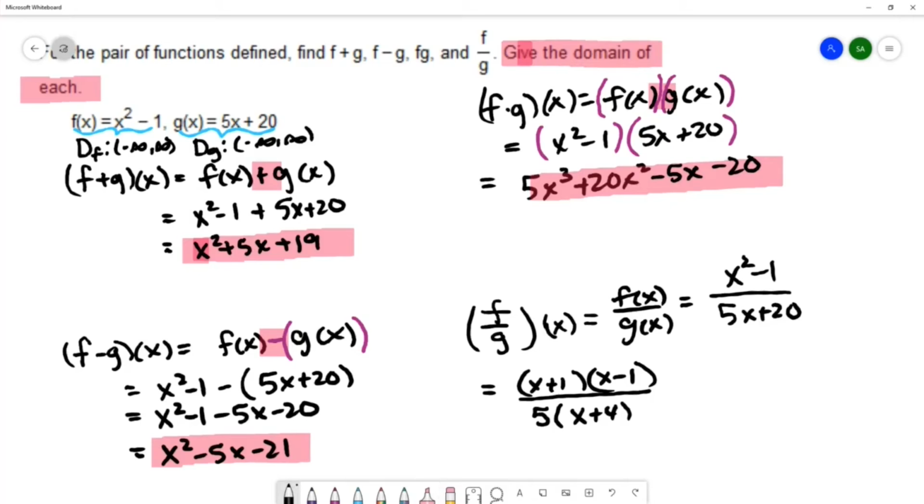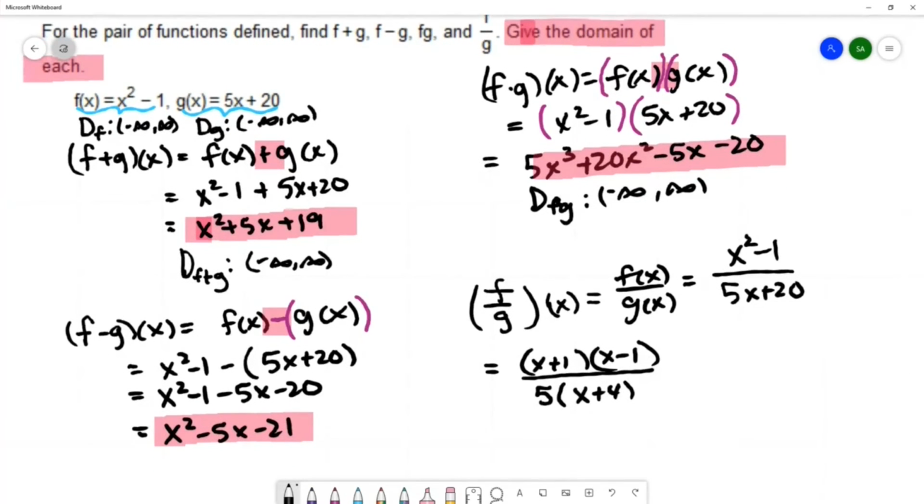So all of these new functions have a domain. I'm going to say domain of f plus g is also all real numbers because these are polynomial functions. Domain of f times g is negative infinity to infinity. And domain of f minus g is negative infinity to infinity.